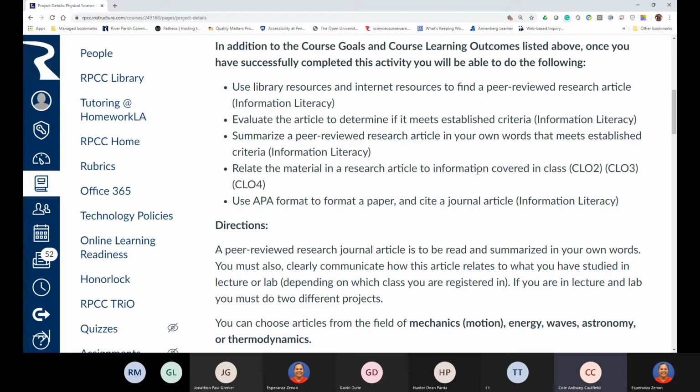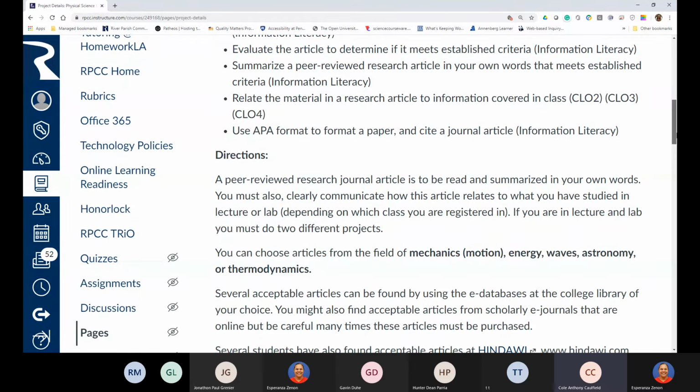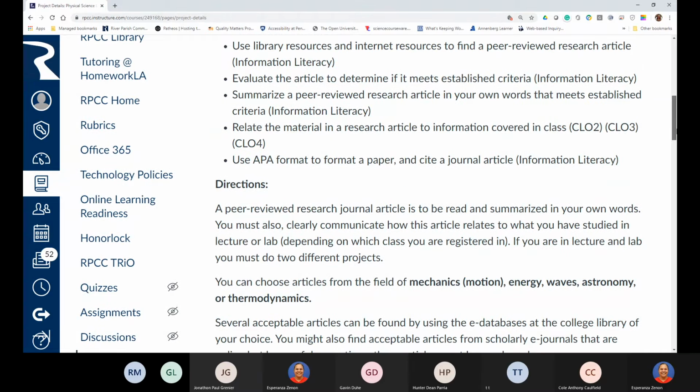So your summary is about the article that you pick, right? Yes, and what I'm going to tell you today is the particulars of that article. What articles are you allowed to use, or what type of article are you supposed to be looking for? That's what I'm going to explain to you here in just a moment. Because it's not just any article.